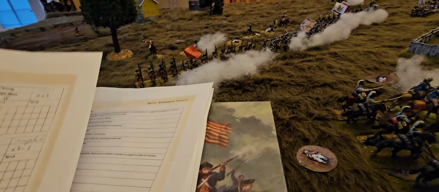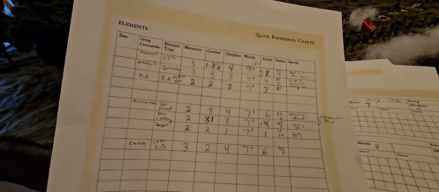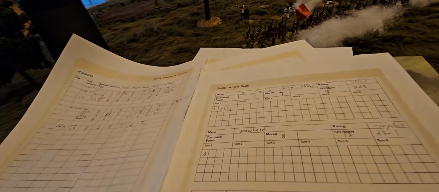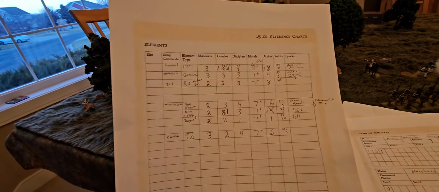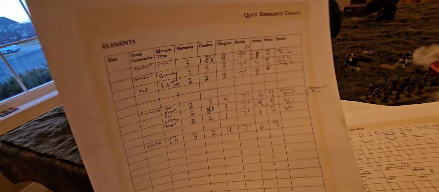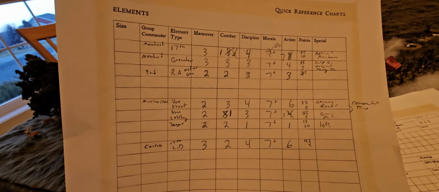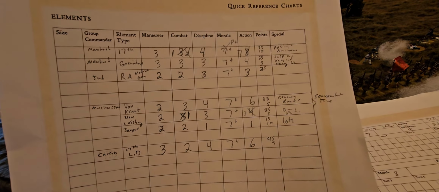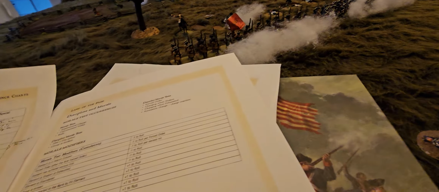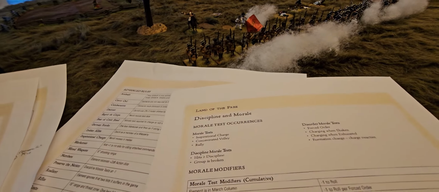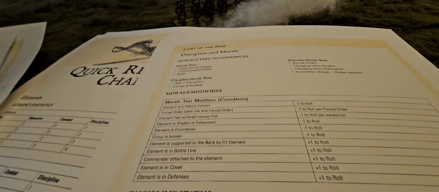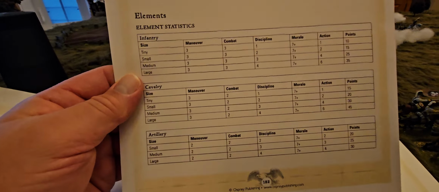But the first thing you need to do is fill out two charts. And the book has these. I got these from the Facebook site, but you need to fill out the charts for your commanders, and you need to fill out the charts for your elements, or your regiments or companies or whatever you want to call them, depending on the scale you're doing. This is in some ways the most complicated part of the process, but the first thing you do is decide what you're going to have.